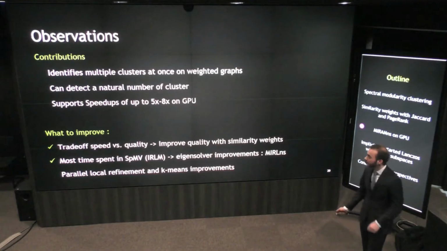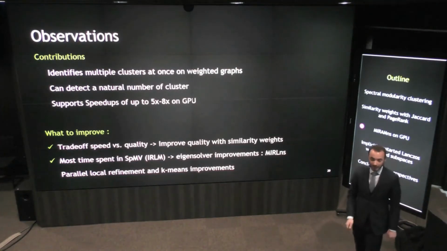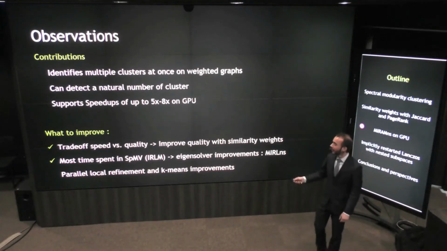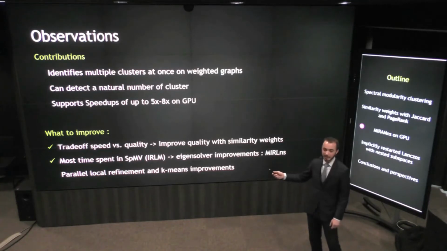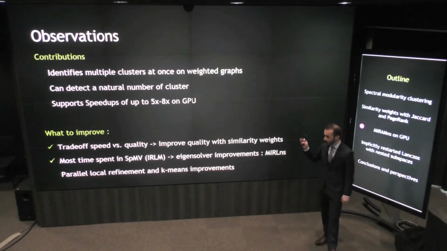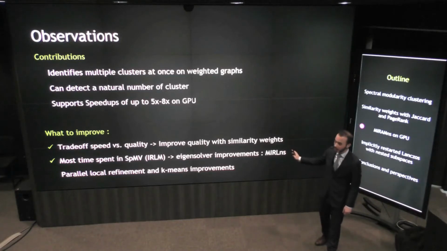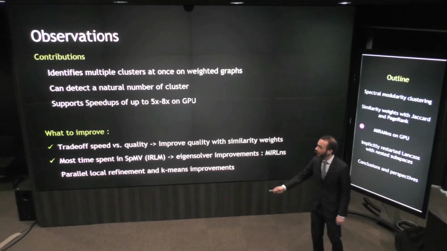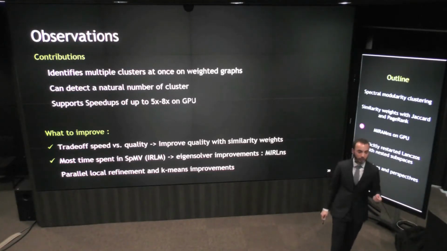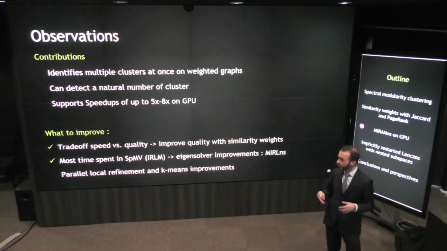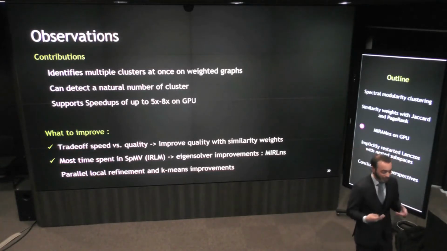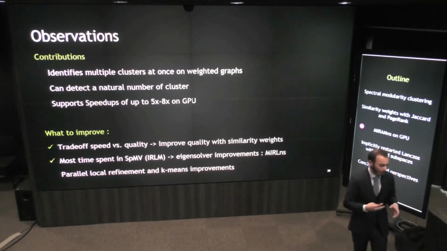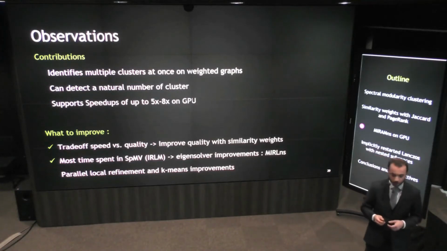And what to do next now? So we have a trade-off of speed versus quality. So first we would like to improve the quality of the spectral clustering to make it better. And then we also see that we spend less time in the SpMV, so we want to reduce the number of SpMV. And those two things, they are the next sections actually. So they were developed during the thesis. And we can also think of parallel local refinement, which is also done in many clustering frameworks, and k-means improvement in order to not run many different k-means, but maybe just have a k-means algorithm that detects the number of natural clusters directly.